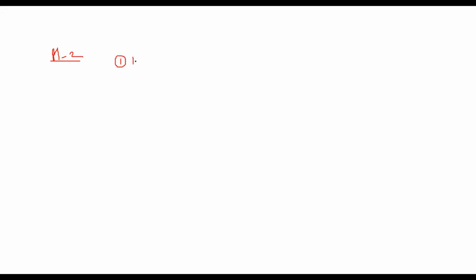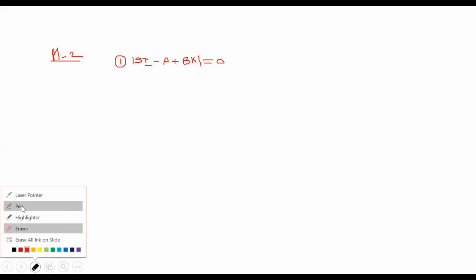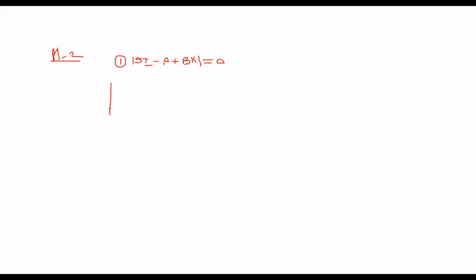We have to find the characteristic polynomial, which should be like the determinant of sI minus A plus BK is equal to 0. This is step 1. So coming to the modulus of this, it is multiplied with the identity matrix of the given system.